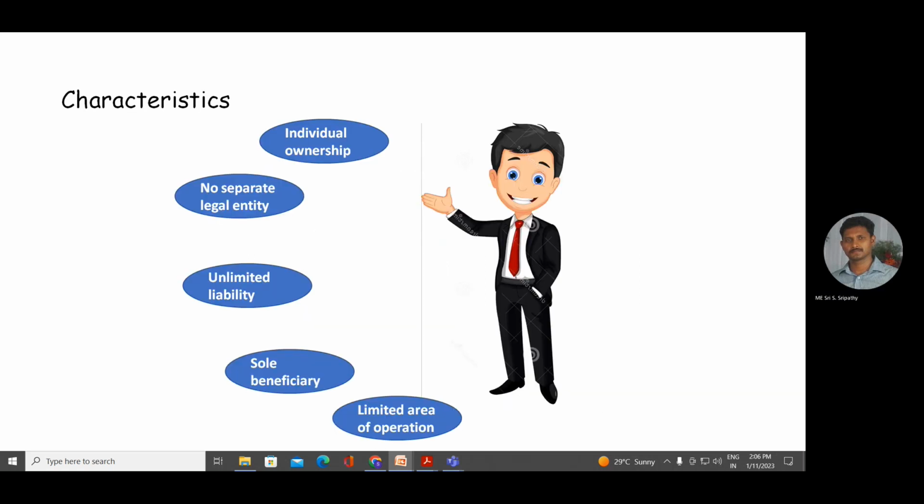Coming to characteristics of sole proprietorship. The first characteristic is individual ownership, no separate legal entity, unlimited liabilities, sole beneficiary, limited area of operations.